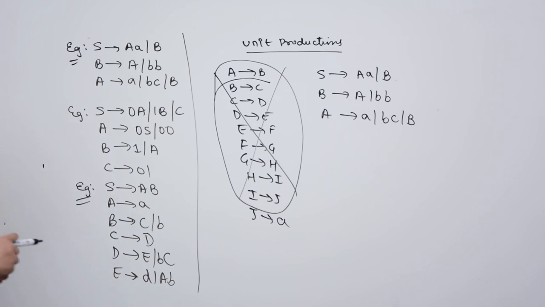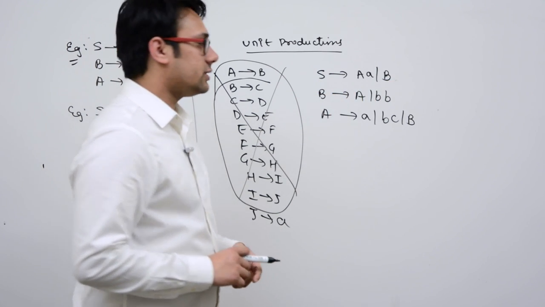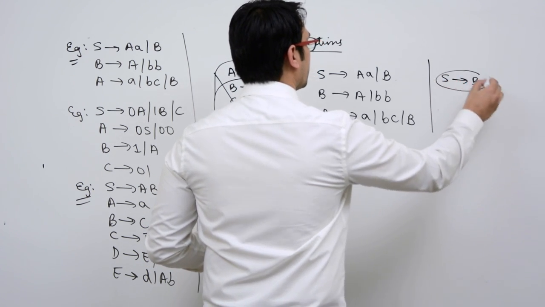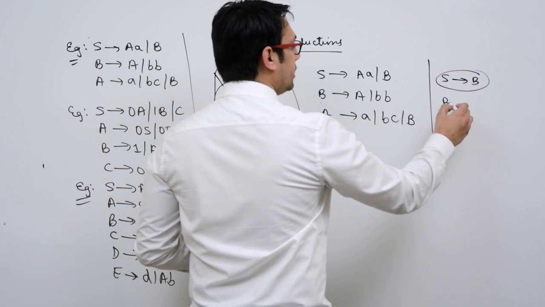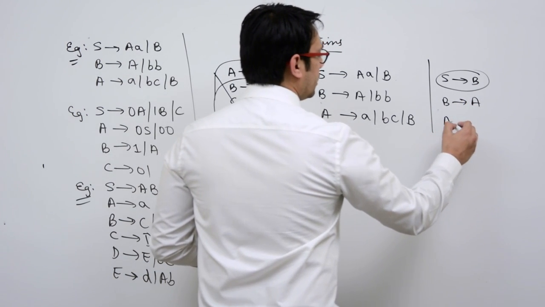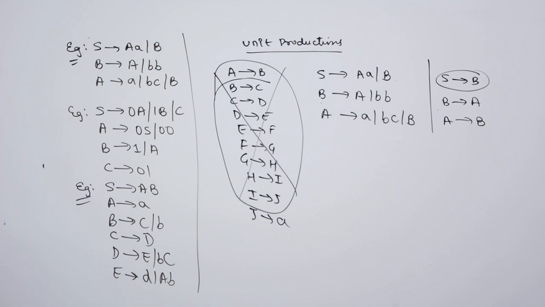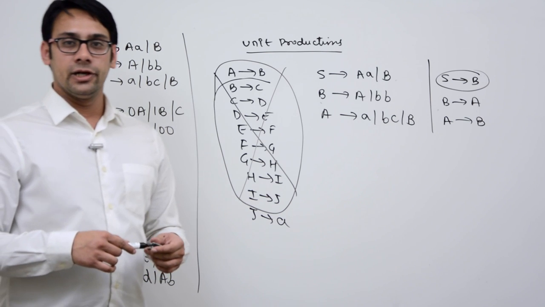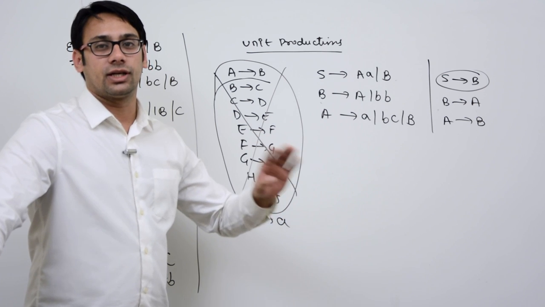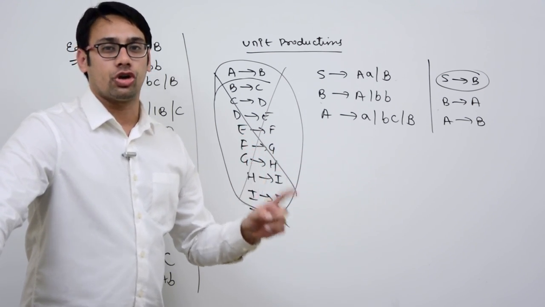So what are the unit productions in this case? S derives single B is a unit production. Here, B derives single A is a unit production. And here, A derives single B is a unit production. These are the unit productions because they are not doing anything. They are just referring to someone else. So our aim is to remove such productions, and after removing them, the meaning of the grammar should not change at all.